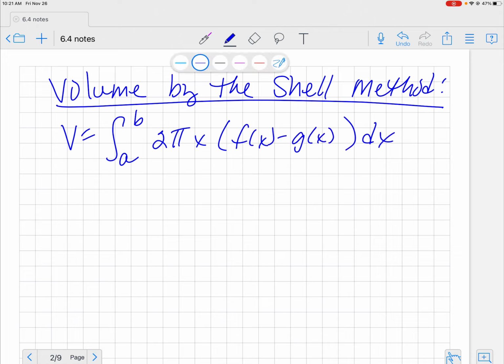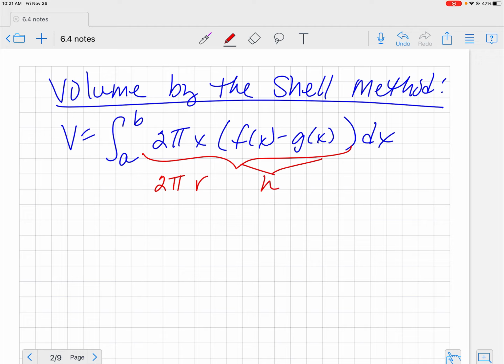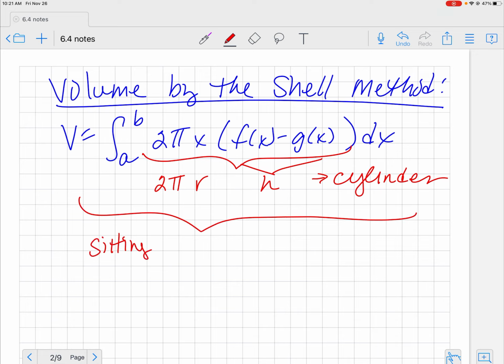Now this I'm going to write here is 2 pi r, and then this section right here is my h, because that's my cylinder. And we have infinitely many of those. And this is sitting on that x-axis, revolving about the y-axis. Sitting on the x-axis, revolving about that y-axis. All right, that cylinder, if I break out those cylinders.